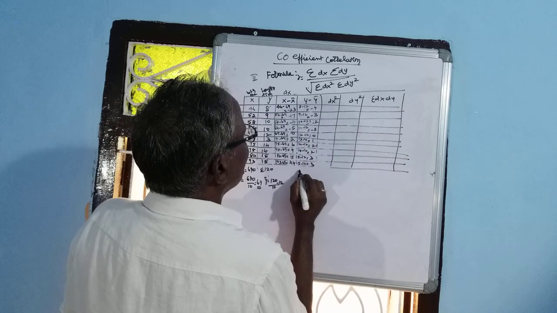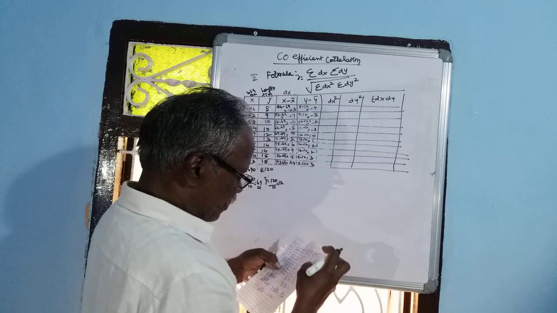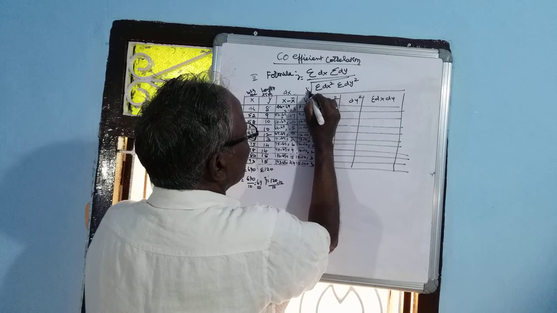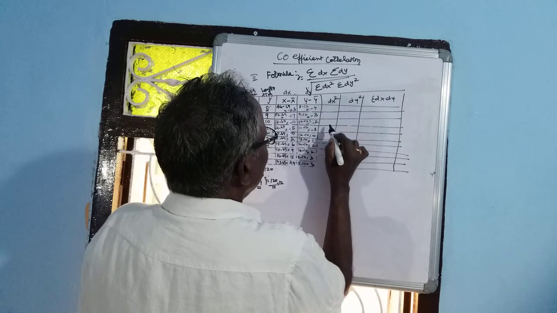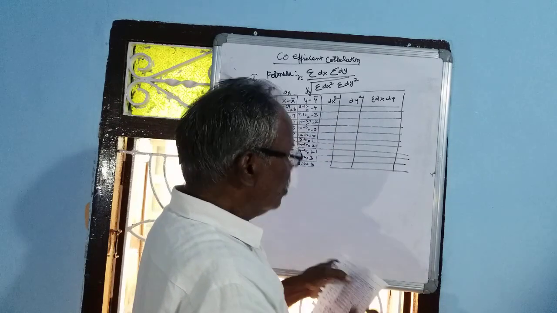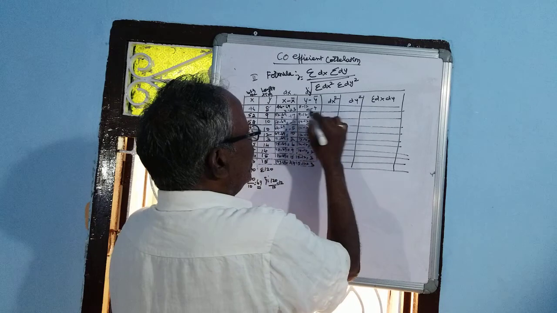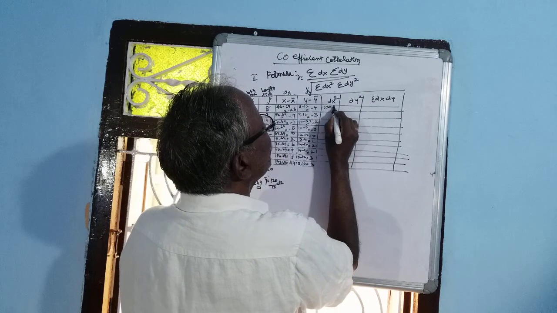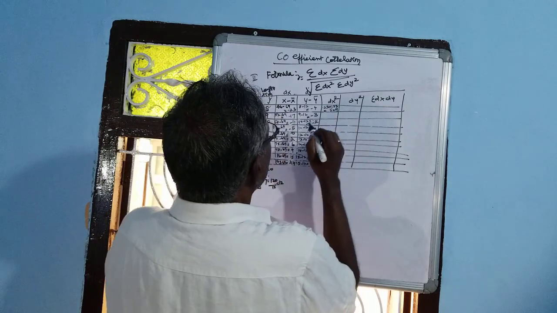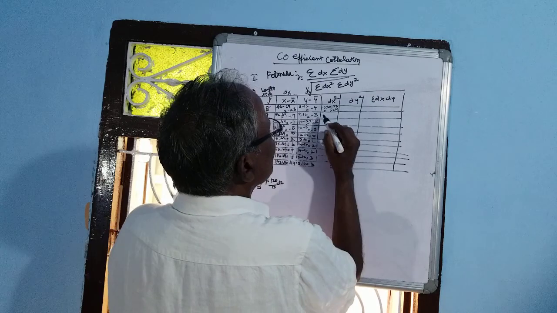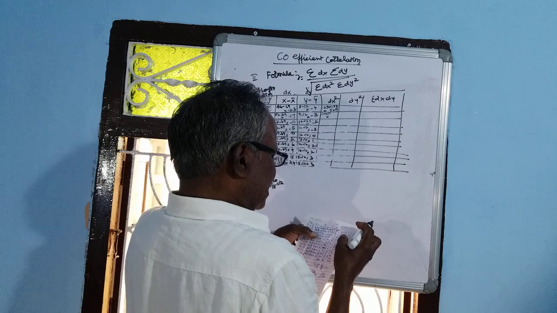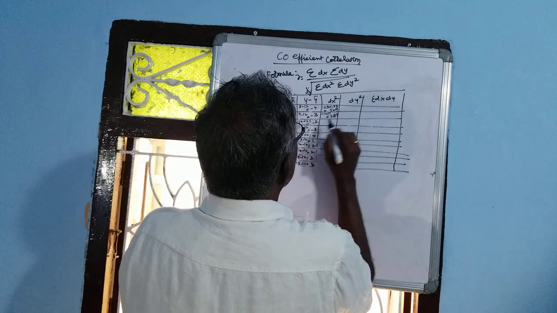So now we need the sum of the squares, sum of dx square, sum of dy square, and dx dy. Then dx square: minus 23 is dx, and minus 23 into minus 23 is equal to 529. Similarly, minus 17 into minus 17 is equal to 289. Like that we have to calculate.